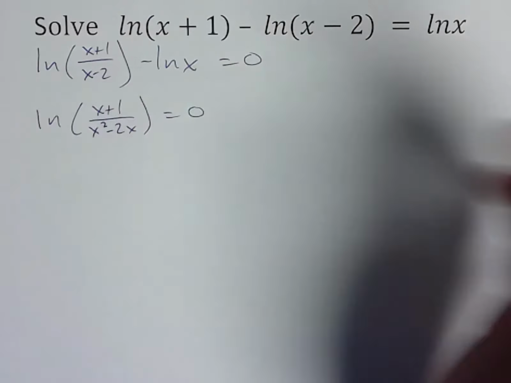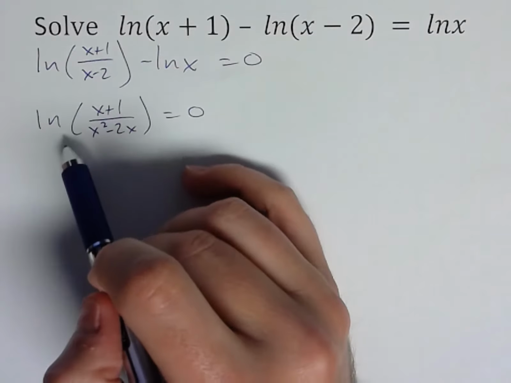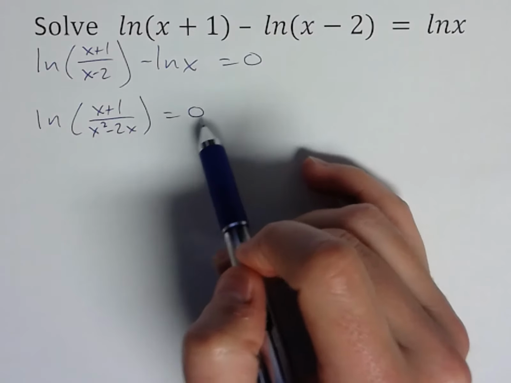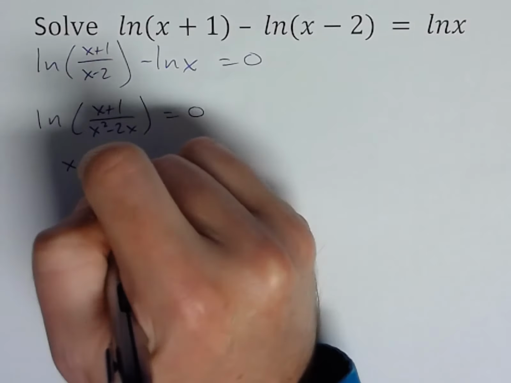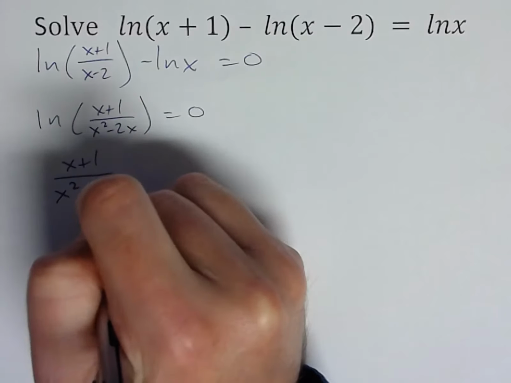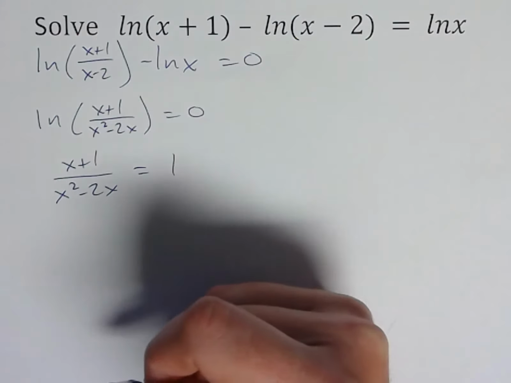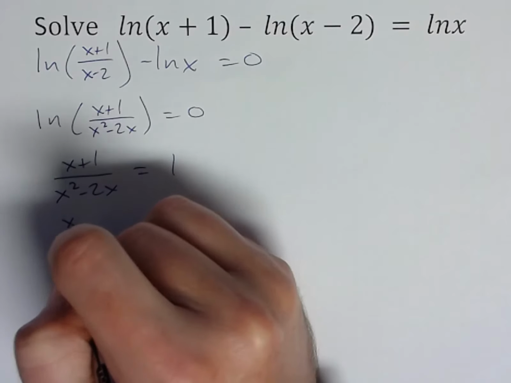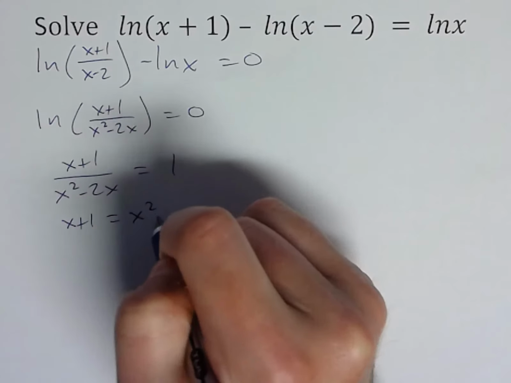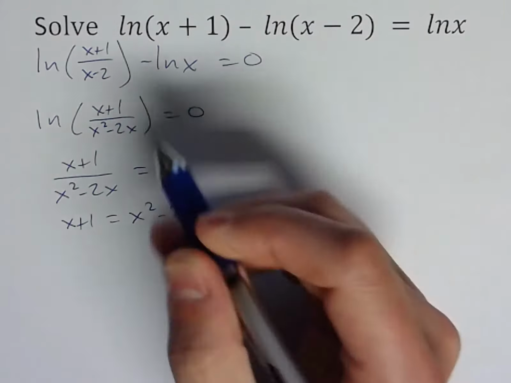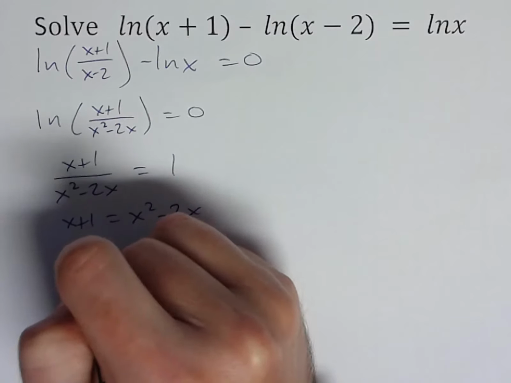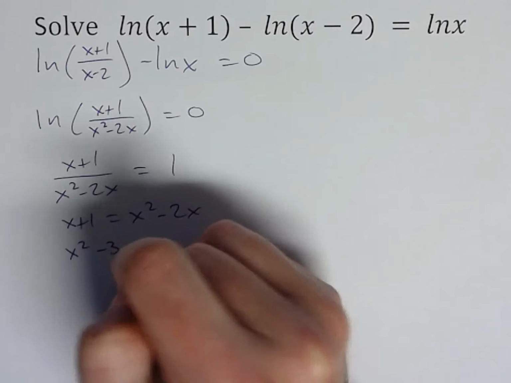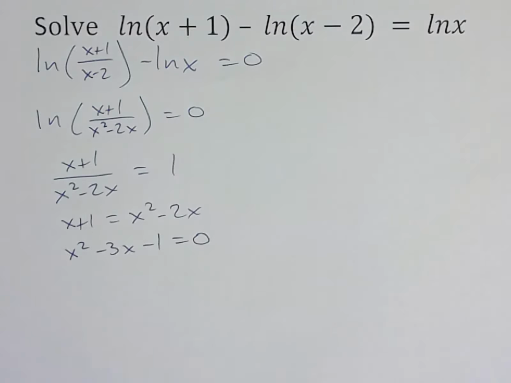And now rewrite it as an exponential. So e to the 0, well, that's just 1. So x plus 1 over x squared minus 2x equals 1. x plus 1 equals x squared minus 2x. And let me rearrange this a little bit. So x squared minus 3x minus 1 equals 0. So we've got a quadratic on our hands there, and we're going to solve it here in just a minute.